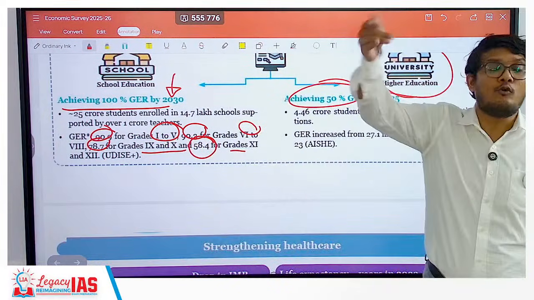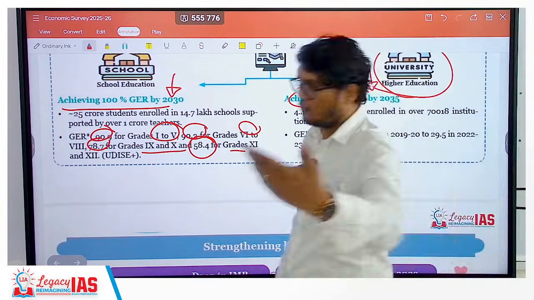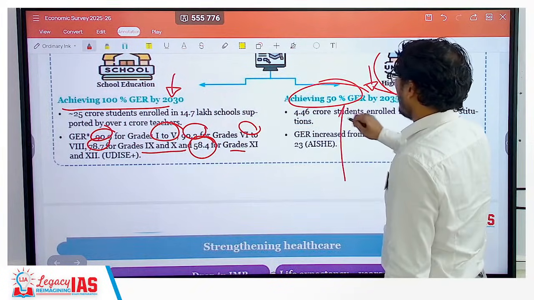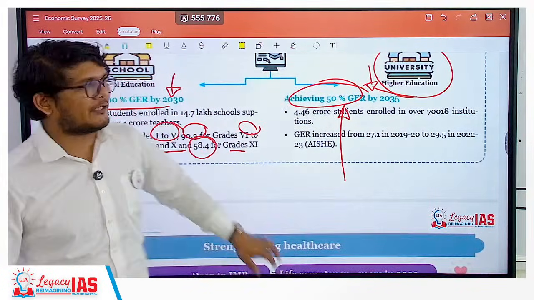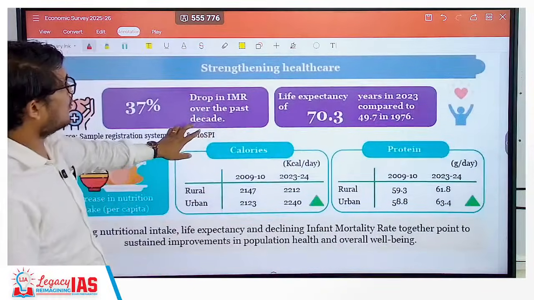The higher up you move, the lesser percentage enrollment is there, which we need to work upon. And here our target is to have 50% of the population enrolled for higher education as well.